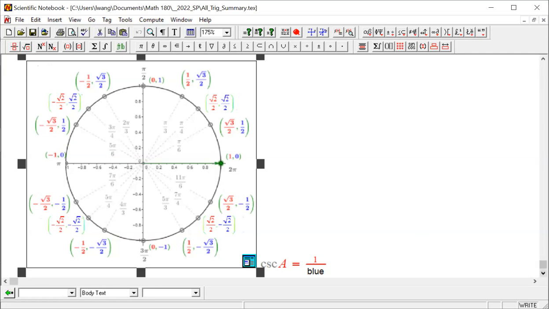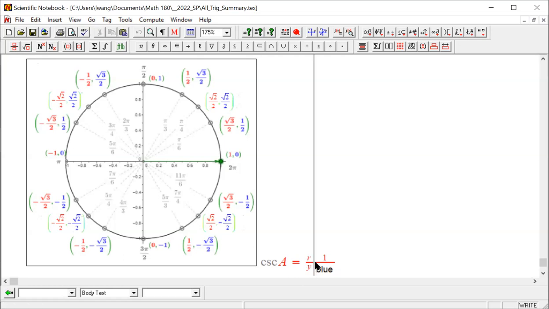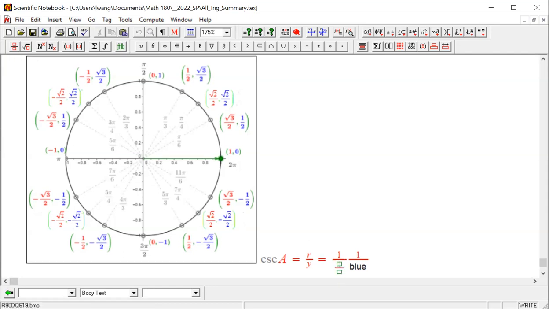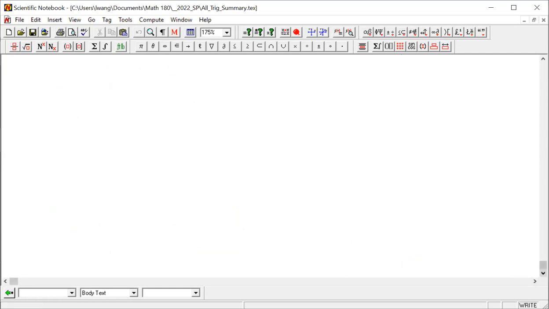So let me show you. By definition, cosecant is r over y, right? And if I do a little bit of algebraic manipulation, that's 1 over y over r. I'm giving you all kinds of possible manipulations as much as possible. Do not be intimidated. If you have any questions, come to my office hours or just message me. I will explain to you.